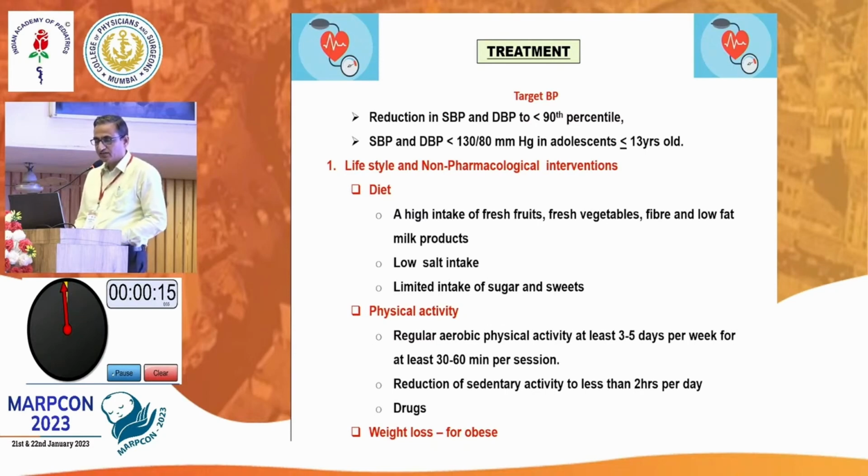The child is advised to take whole grains, pulses, fresh fruits, fresh vegetables, fiber-rich diet, and low-fat milk products. Low sodium intake is advised. Limited intake of sugar and sweet beverages is advised. The child is advised to take regular physical aerobic activity at least 3 to 5 days per week, and each session should last for at least 30 to 60 minutes. Reduction of sedentary activity to less than 2 hours per day is also advised.